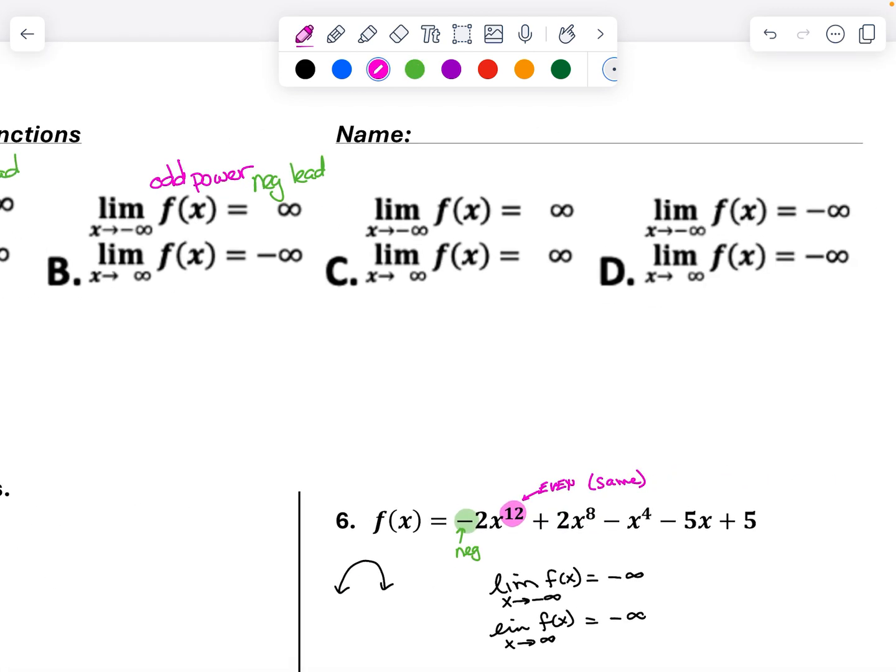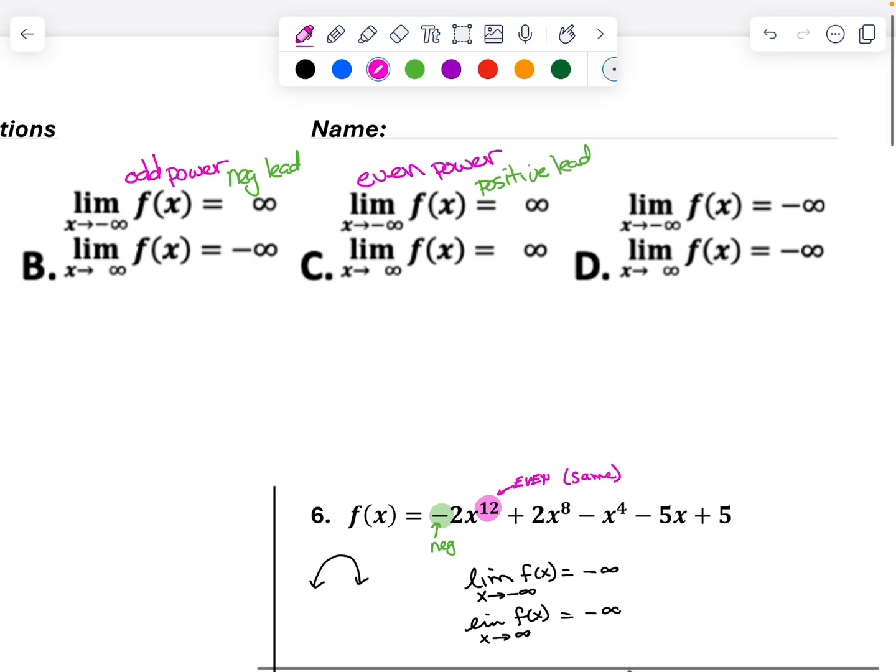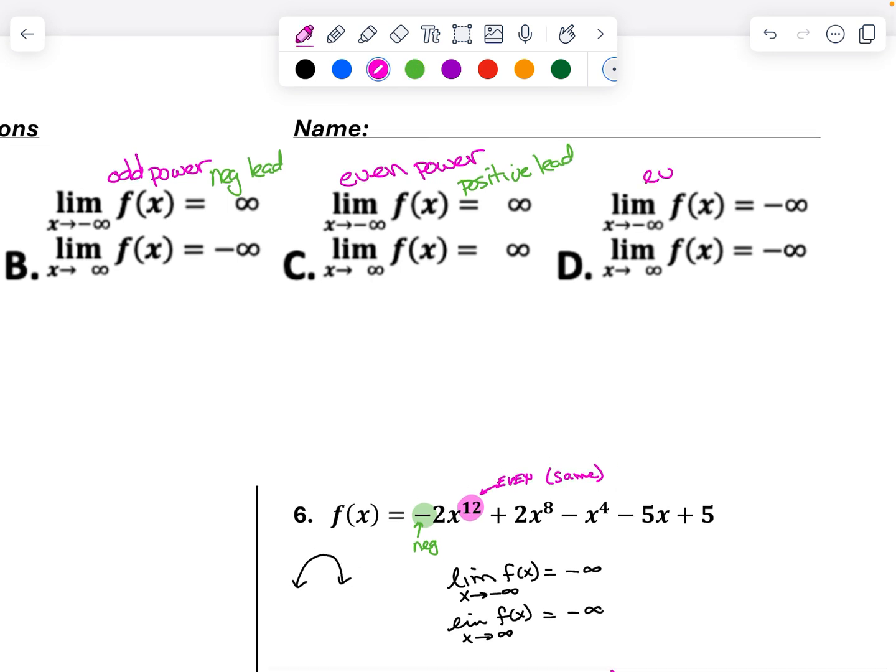So this will be even power. And they're both going to positive, so that will be positive lead. And this is also going to be even power because they're both going the same direction. Even power. This is going to be negative lead because they're both headed down.